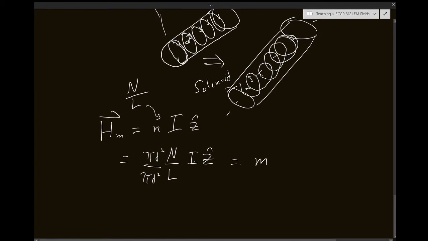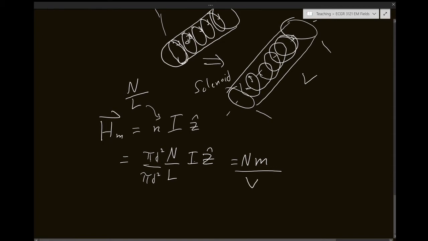And then I have N over, what's pi d squared? Pi d squared is the surface area of one of those loops, and L is the length of this very small element. So pi d squared times L is the surface of the cap of the cylinder times the length of the cylinder. That's the volume of this very small element.